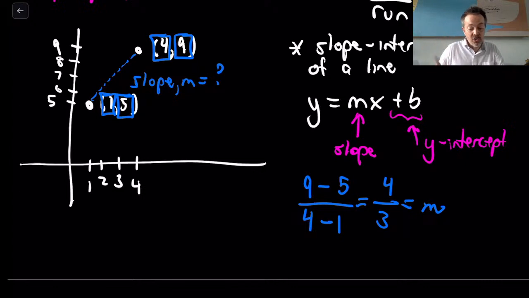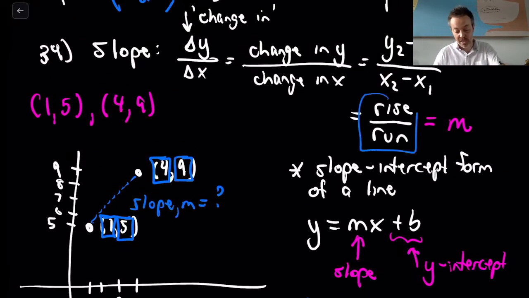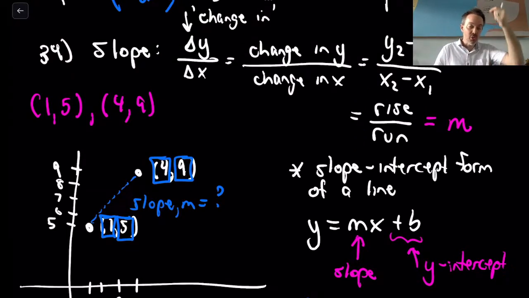Notice we could also count if we had these points. We could use this rise over run idea. And again, I'm just counting. So the rise, you think, how much do I go up or down? If you go up, it's positive. If you go down, it's negative. And then the run is how far you go left or right. If you go left, it's negative. If you go right, it's positive.